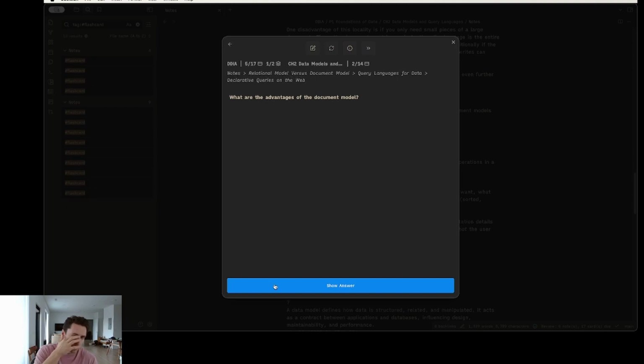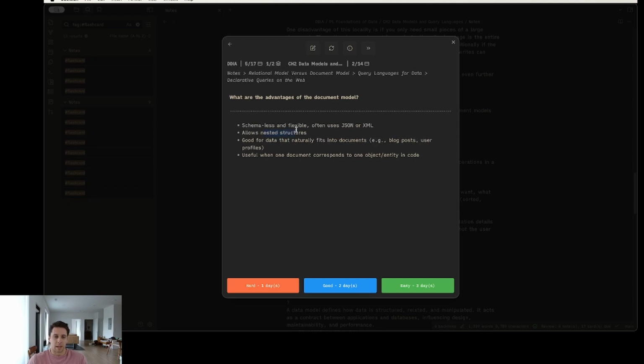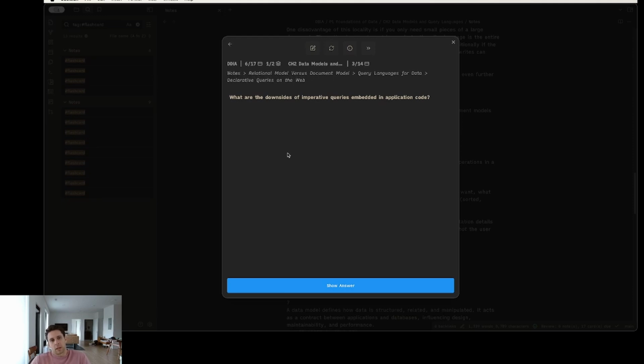What are the advantages of the document model? Flexible schema. Schemaless isn't actually a benefit unless you need flexible schema. So flexible schema. Data locality, although with some caveats that we've learned. Allows nested structure. Useful when one document corresponds to one object entity. So that was hard.